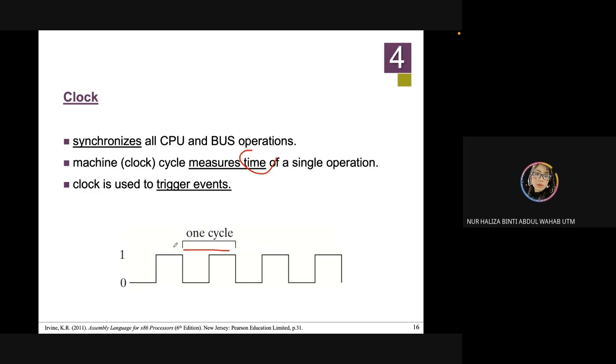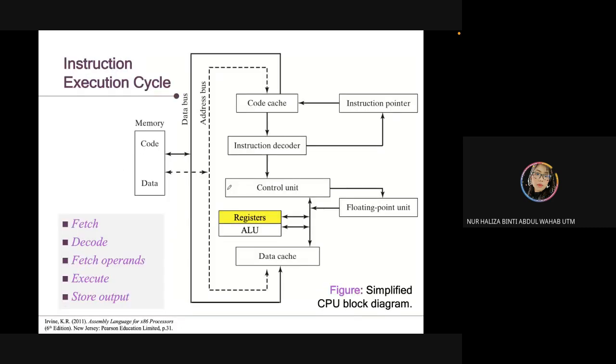Why do you need this clock? If you still remember in digital logic, you need this clock, positive clock, negative clock, to trigger an event. Okay, let's see. You need to know the correlation between each other, from the start. You have fetch, decode, fetch operand, execute, store output.